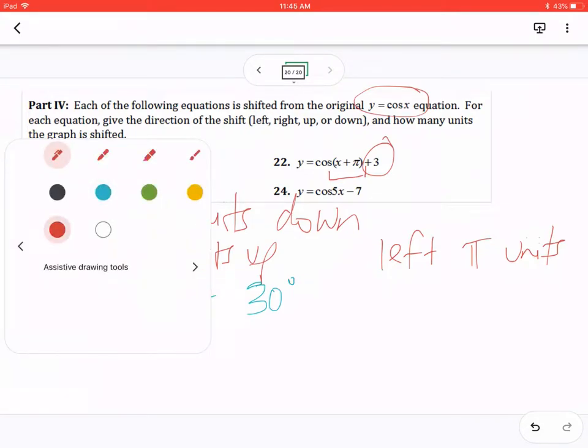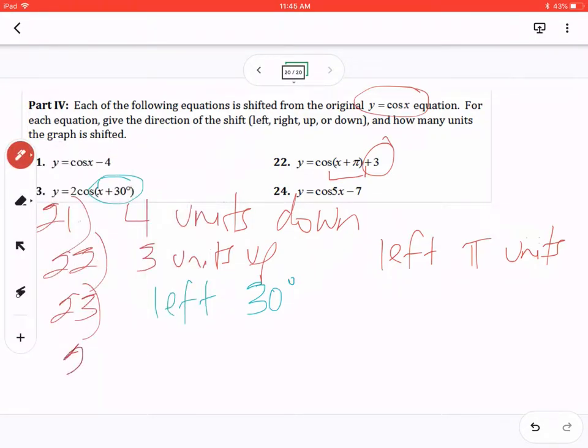Question 24. At the end we see minus 7, so this is going to be 7 units down. And the b value is the value 5 because it's in front of x or multiplied by x. However, there's no parentheses surrounding the x input, so there's no horizontal translation happening here.